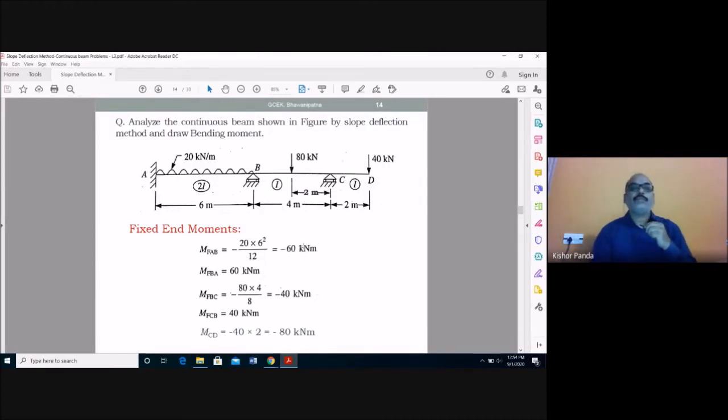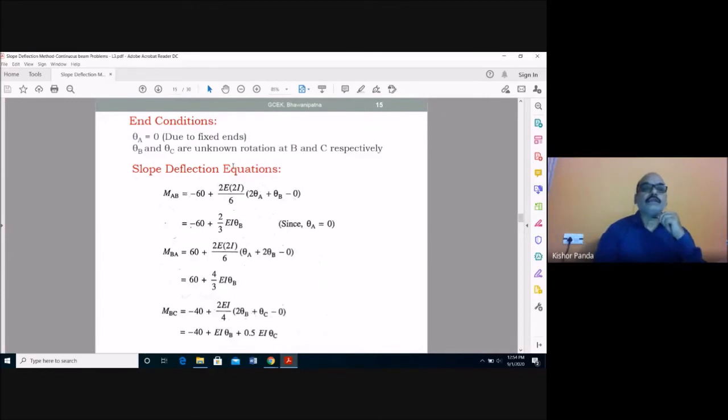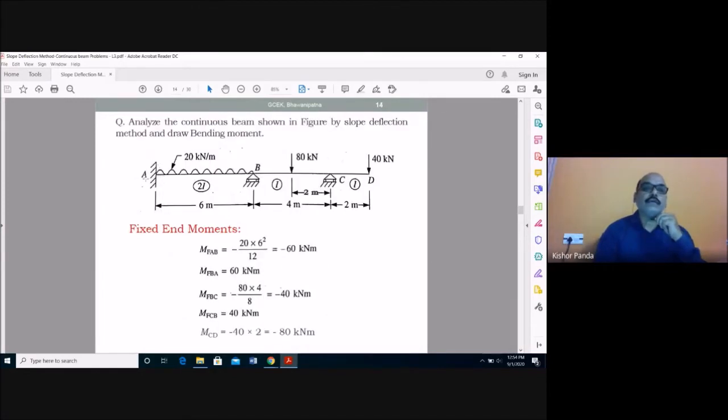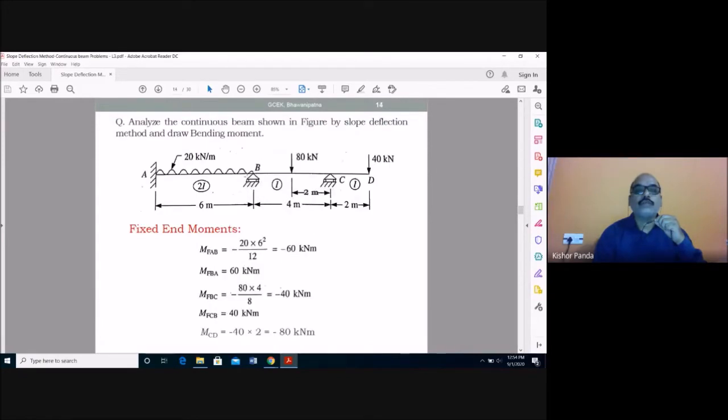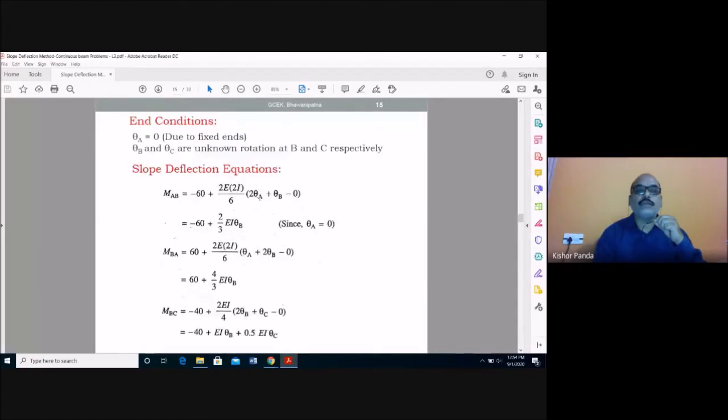Then what is your next step? The end conditions. So here you see the end conditions. The slope at A is 0, the slope at B is theta B, and the slope at C is theta C. Two unknowns, theta B and theta C. So you need how many equations? Two equations. So first you find out the slope deflection equations.